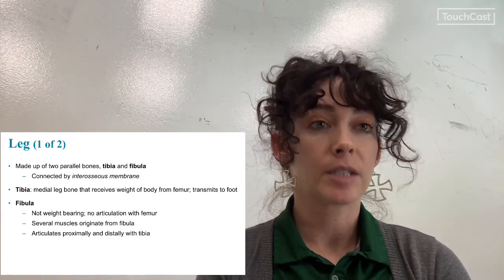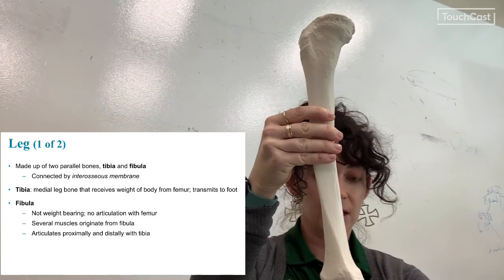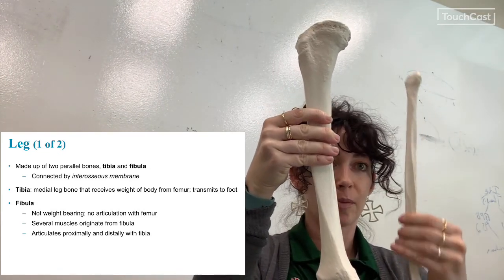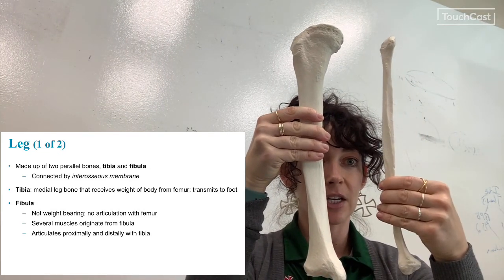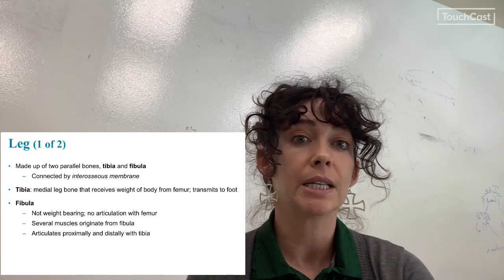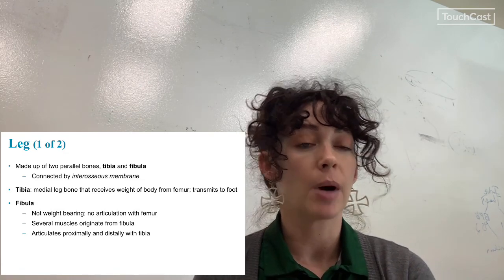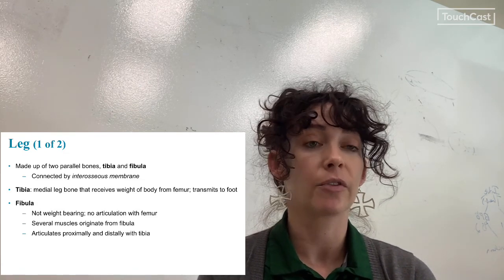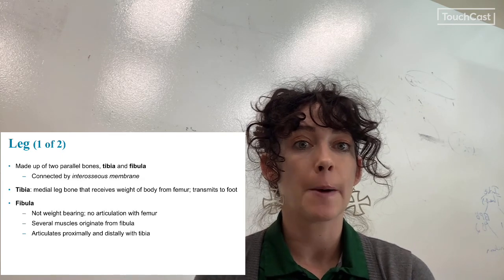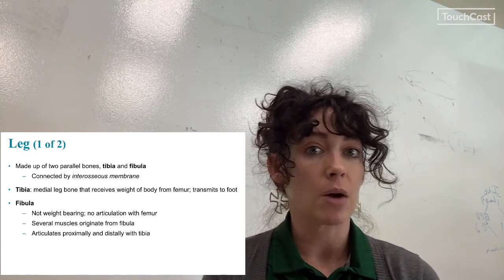Okay, so our tibia is the larger of the two bones. So tibia here, fibula. Fibula is a lot skinnier and a lot smaller. Your tibia is actually very, very dense. The tibia is what gets the majority of our body weight transmitted down from the femur. The fibula is actually a non-weight bearing bone, and it doesn't touch our femur at all.